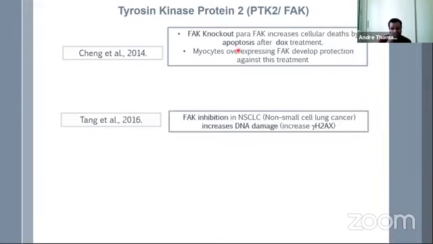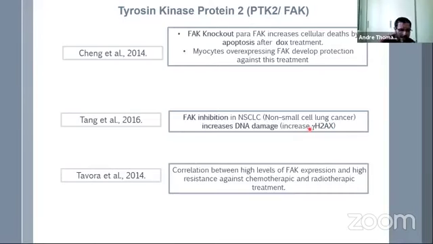And also, if we inhibit FAK in this type of cells here, we see an increase of DNA damage, by the increase of gamma H2AX sites. And also, there is a correlation between high levels of FAK expression and high resistance against chemotherapy and radiotherapy treatment. So FAK here is a good candidate to have some important role in DNA damage response.